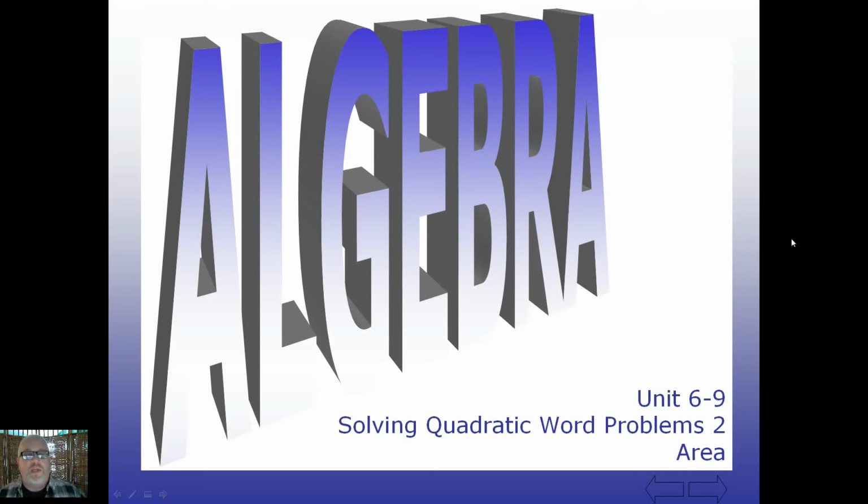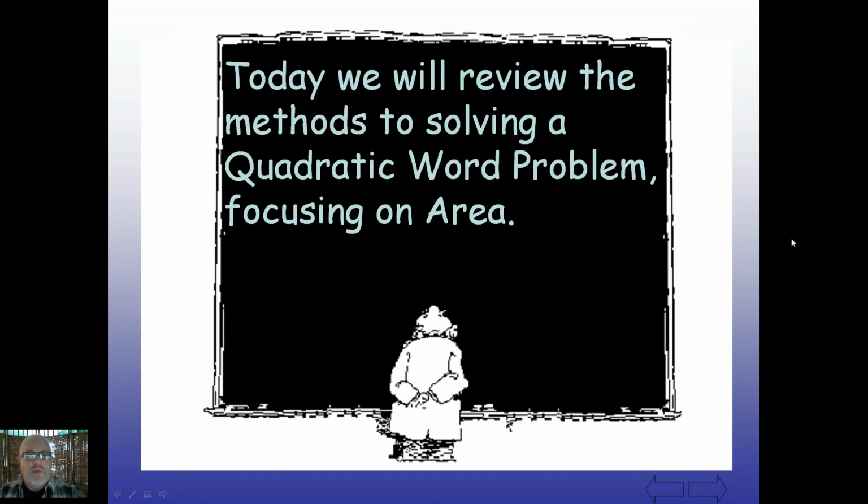Hey, welcome to Unit 6-9, Solving Quadratic Word Problems, Part 2. This time we're going to talk about area, such as the area of a garden, or area of a fenced yard, or area of a rectangle, just to be general. So today we're going to review methods of solving quadratic word problems, focusing on area.